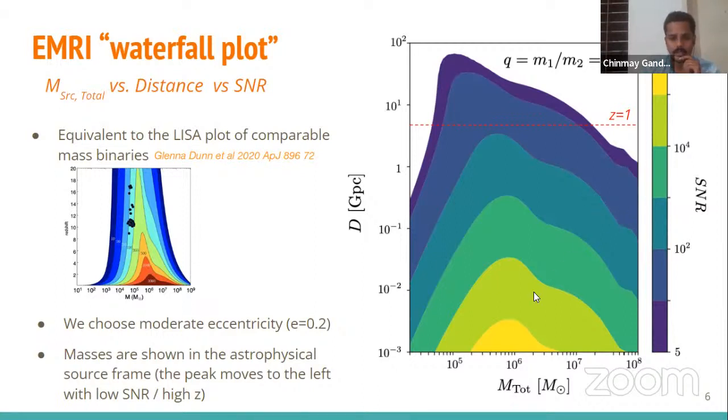We have chosen a moderate initial eccentricity of 0.2. Since we want to work with the astrophysics of these systems, we plot only the source frame mass, and as the distance increases, we expect the cosmological redshift to increase, which causes the peaks to tilt towards the left, or in other words, reduces the mass in source frame.